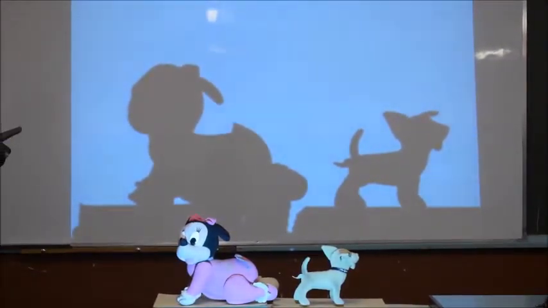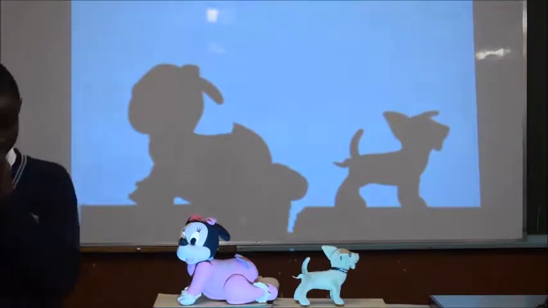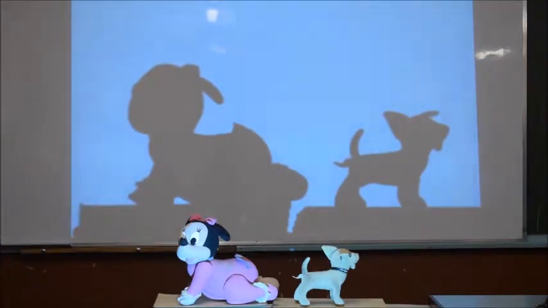What is the difference in the two shadows that are cast by these two objects? Pair up and share. Write down the difference. You can discuss here.